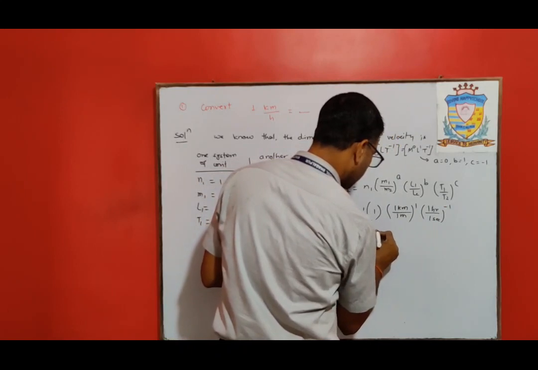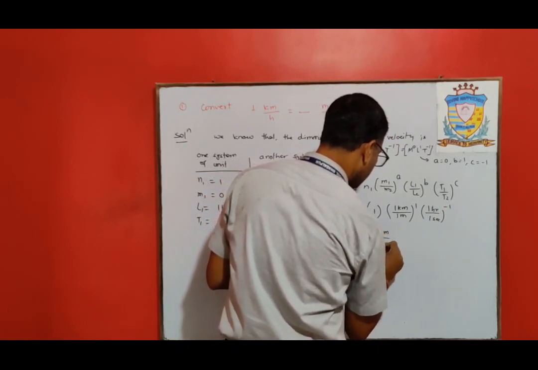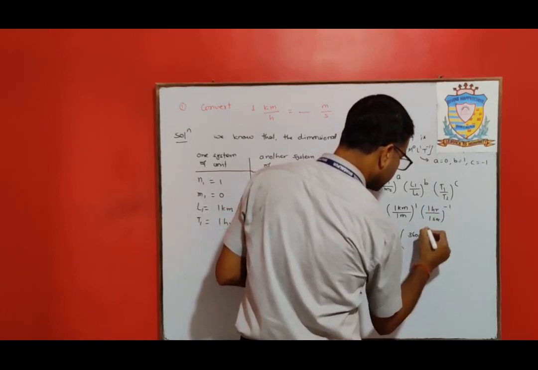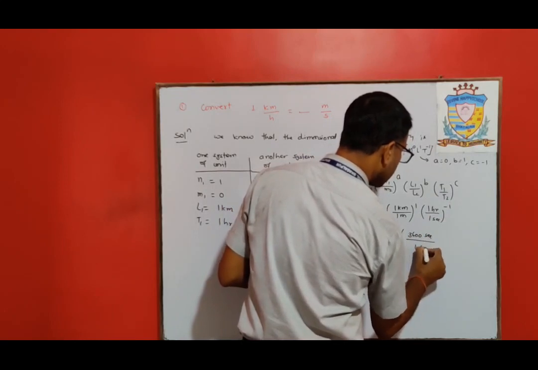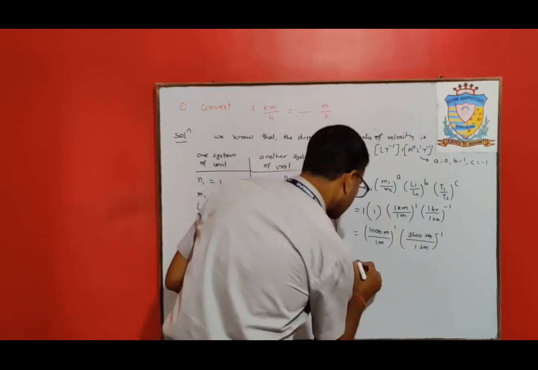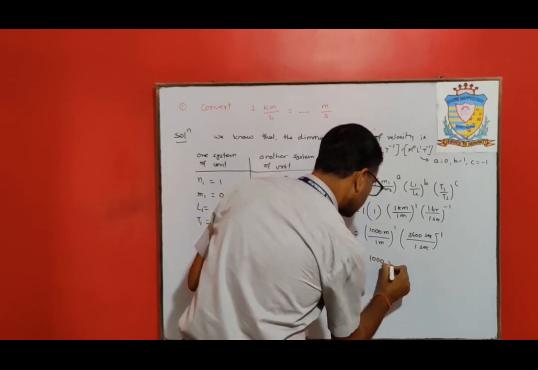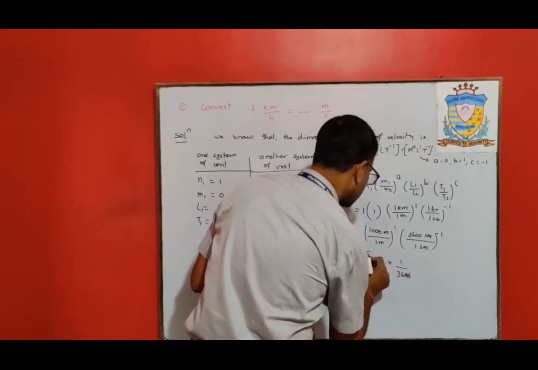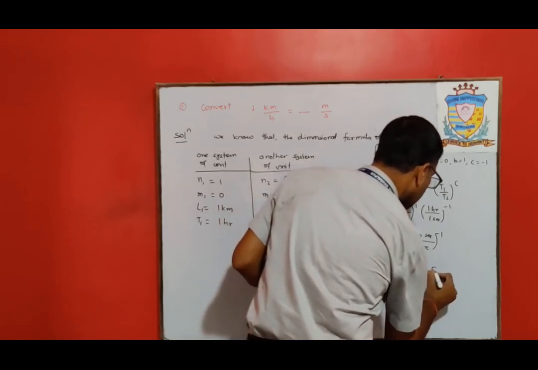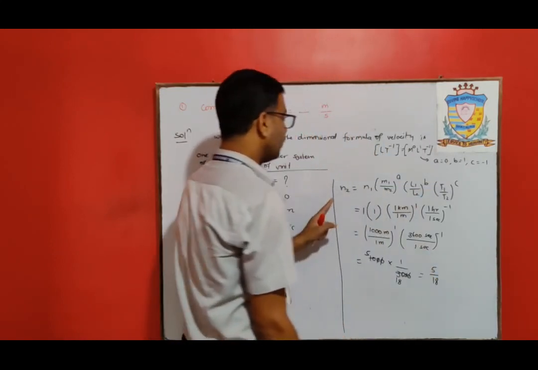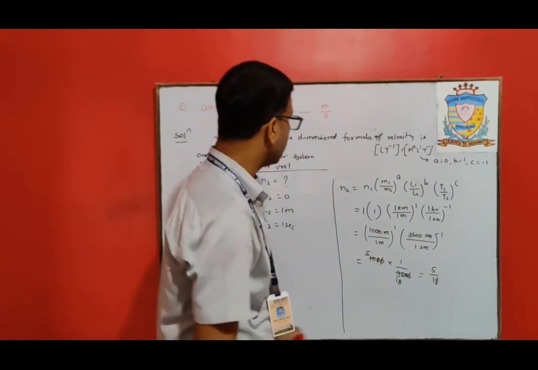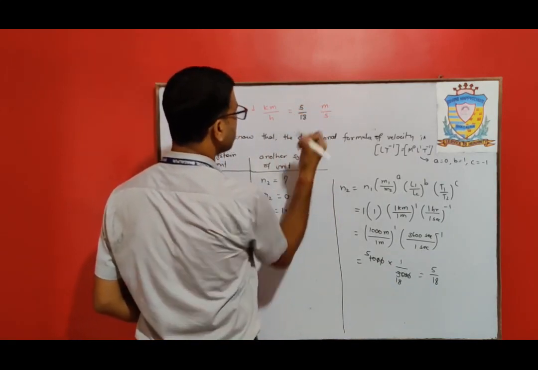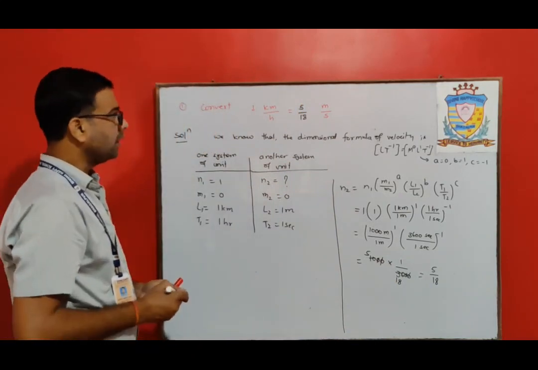So 1000 meter upon 1 meter, and 1 hour, that is 3600 seconds, upon 1 second whole to the power minus 1. So this becomes 1000 into 1 upon 3600, or this becomes 5 by 18. So the value of n2 is 5 by 18. So put it over here. This becomes 5 by 18 meter per second. Clear? Next.